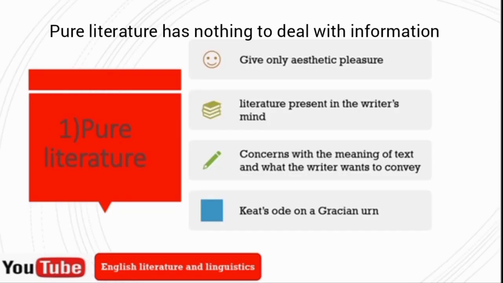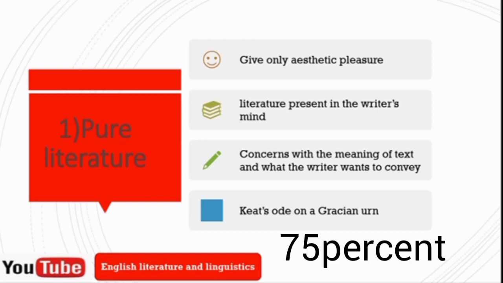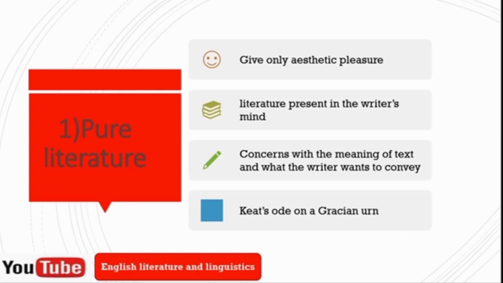It has nothing to deal with information. It will give us only aesthetic pleasure. According to some other sources, pure literature is literature which is present in the mind of a writer. Pure literature concerns the meaning of a text and what the writer wants to convey. People claim that 75% of novels exist in this form, I mean in pure literature. The famous example of pure literature is Keats' Ode on a Grecian Urn.